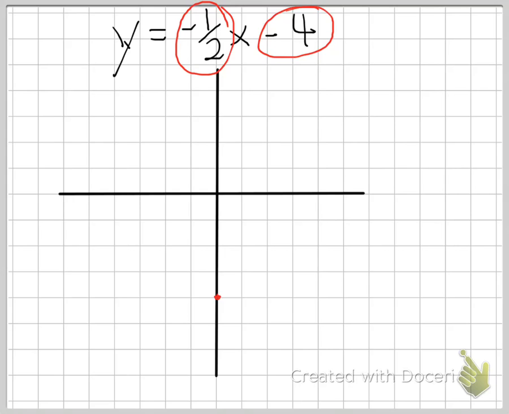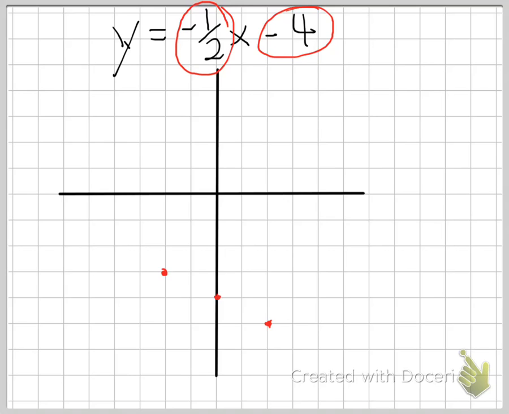So if I want to think of it as a rise of 1, then that means my run's going to be -2. So that would give me this point. Or if I want to think of it as a negative rise, then my run would be +2, which would give me that point. Either way we go, we get the same exact line.